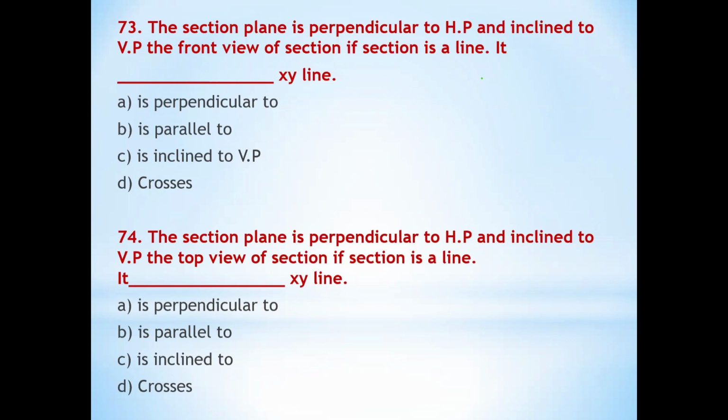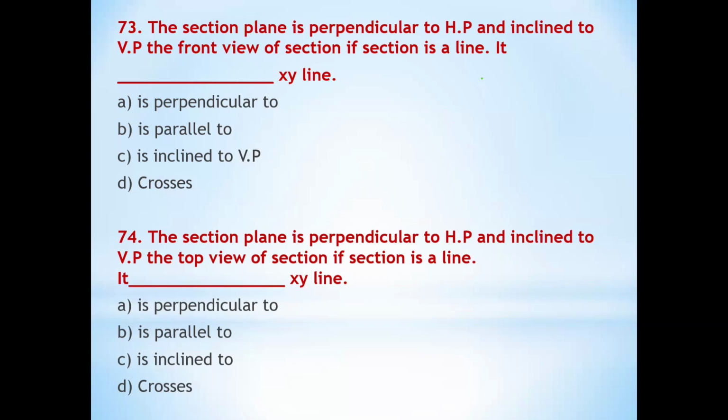73 number. The section plane is perpendicular to HP and inclined to VP. Then the front view of the section, if the section is a line, how will it be? It is dash dash to the XY line. Okay, so let us see. First of all, let us understand the question. A section plane is there that is perpendicular to HP and inclined to the VP. So we know that.